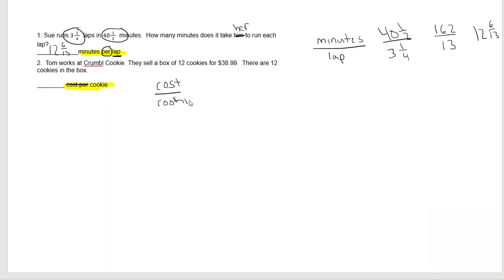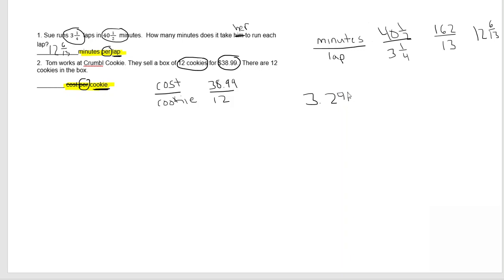We want to know the cost for one cookie. And remember, you want to look for this keyword of per, because the one right after that is what you're going to divide by. So cost per cookie, well, we can see that the cost for 12 cookies is $38.99. If we want to know the cost for one cookie, we do the $38.99 and we divide by 12.